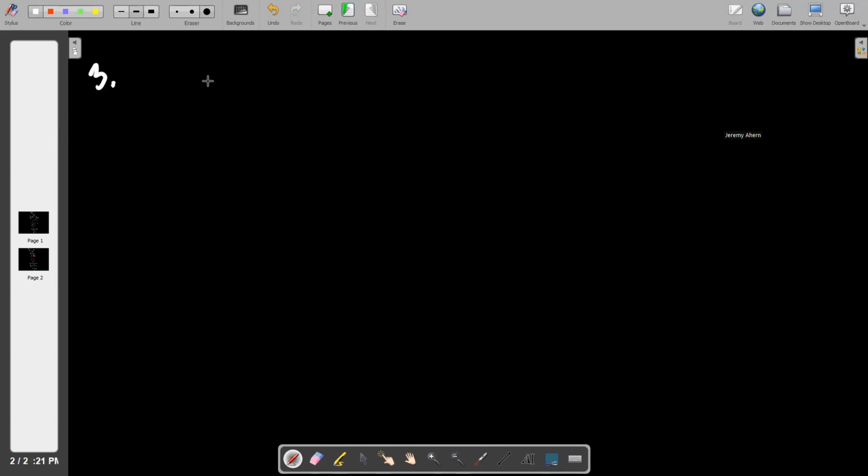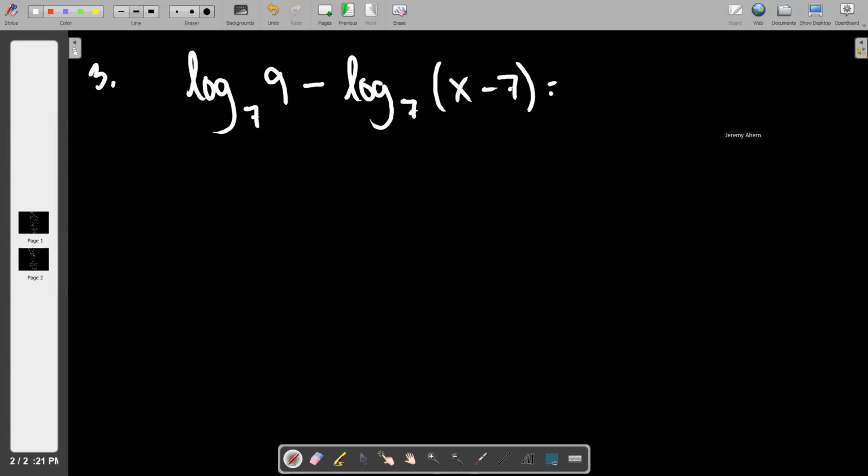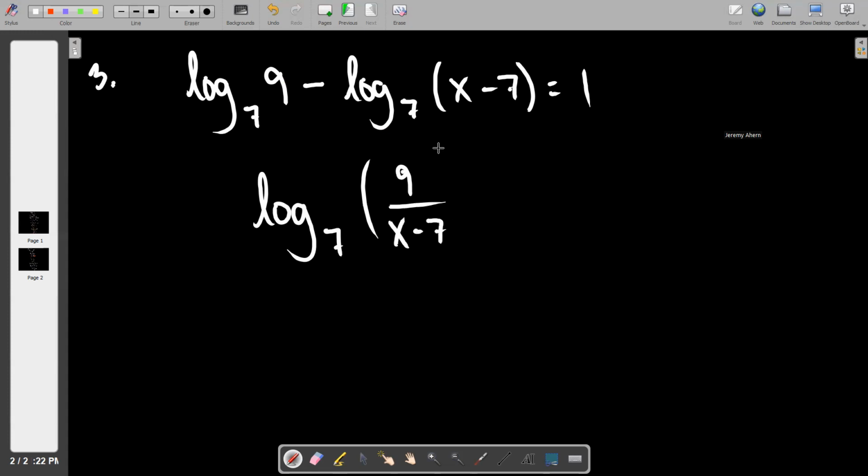Problem number 3 has us doing a log with a base of 7 of 9 minus a log with a base of 7 of the quantity x minus 7 equals 1. What are we going to do first? Condense, condense, condense. And what is it going to condense into? Log base 7 of what? 9 over x minus 7, right? We're going to condense into a division problem because subtraction condenses to division, right?